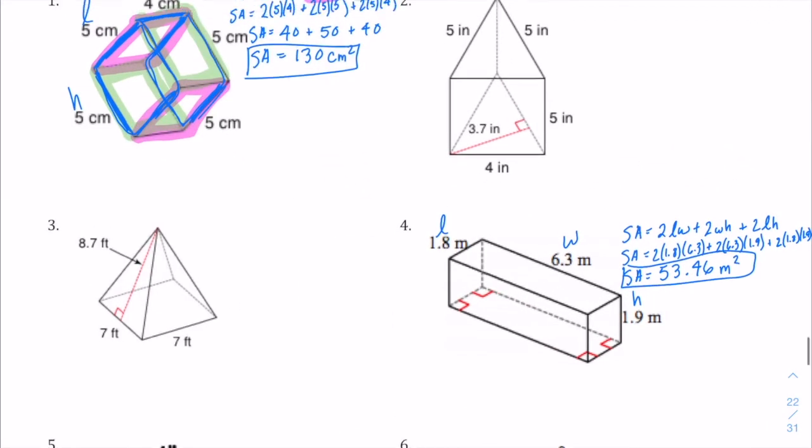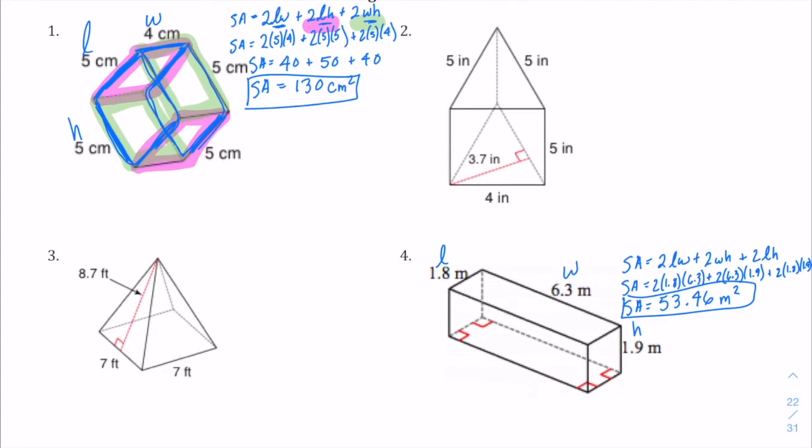Okay, so that's all there is to finding the surface area of a rectangular prism. Follow the formula, label the length, width, and height to make sure that you're following it correctly.